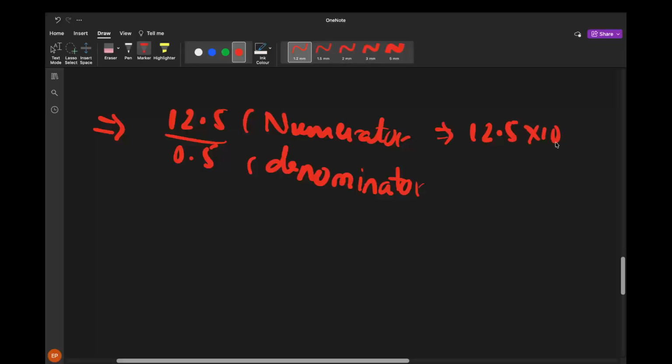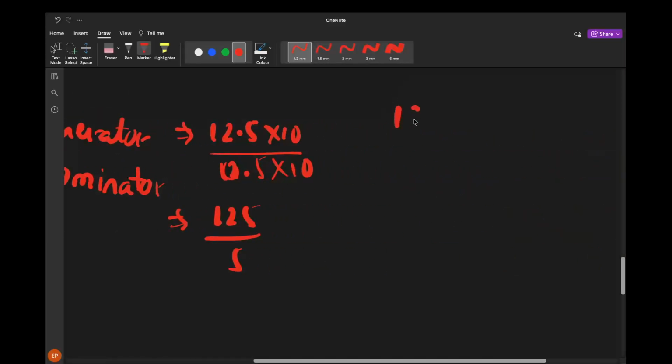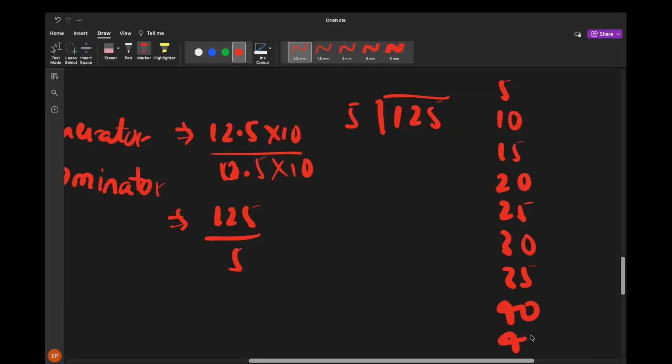12.5 into 10. The number of zeros matters. How many digits are after the decimal point? 0.5 into 10. If you do multiplication like we did previously, you will get 125 divided by 0.5 into 10, we will get 5. So now 125 divided by 5, normal division. Let me do it here. For division, it is better to write a table. 5 2s are 10, 5 3s are 15, 20, 25, 30, 35, 40, 45 and 50.